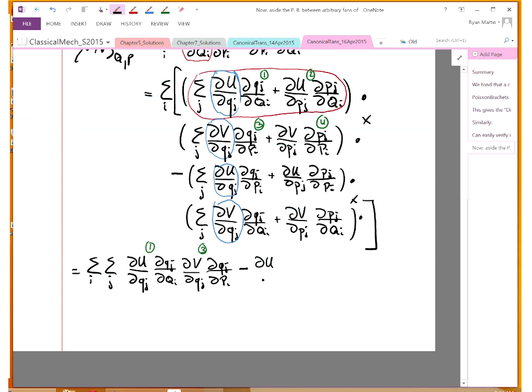And I do that on the bottom side as well. So then I have a minus sign. I have ∂U/∂qj, which comes with a ∂qj/∂Pi, and that multiplies a ∂V/∂qj, ∂qj again by ∂Qi. And then it's plus a bunch of other stuff.